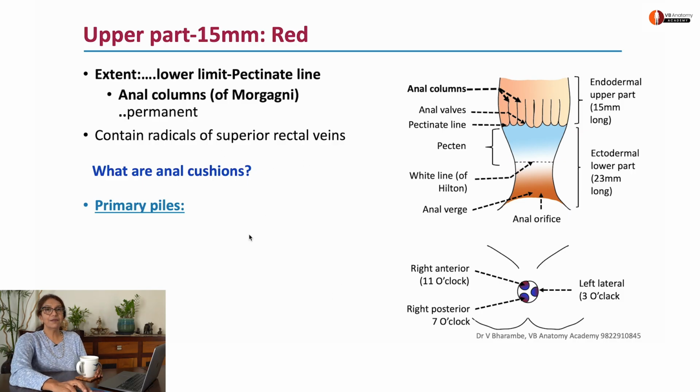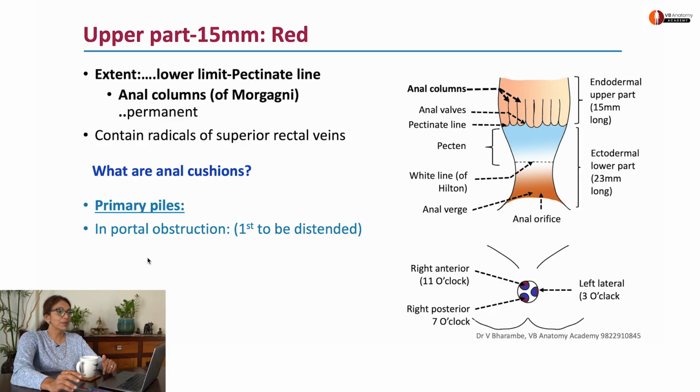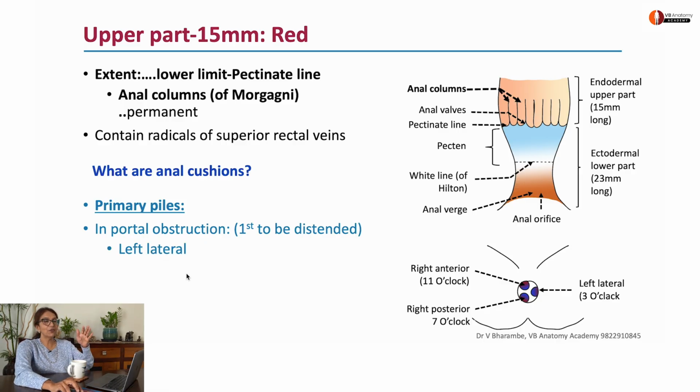These superior rectal veins, in the presence of portal hypertension, can become dilated. Some veins get dilated before others. Those veins that bulge inwards first are called primary piles. In which position will you get them? You get them in the left lateral, right anterior, and right posterior positions with the patient in a lithotomy position.